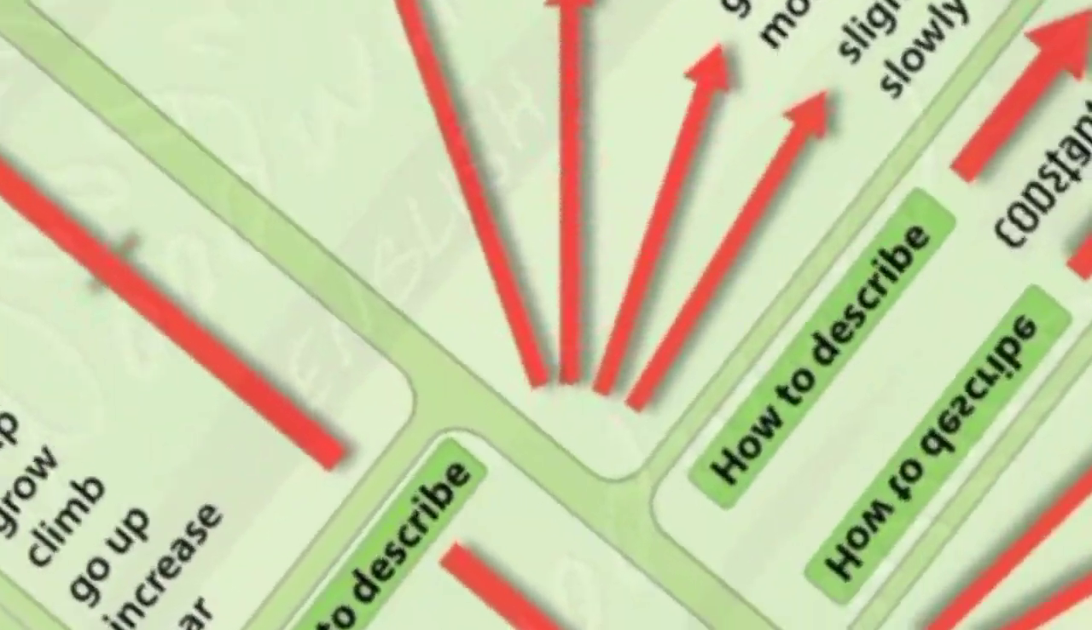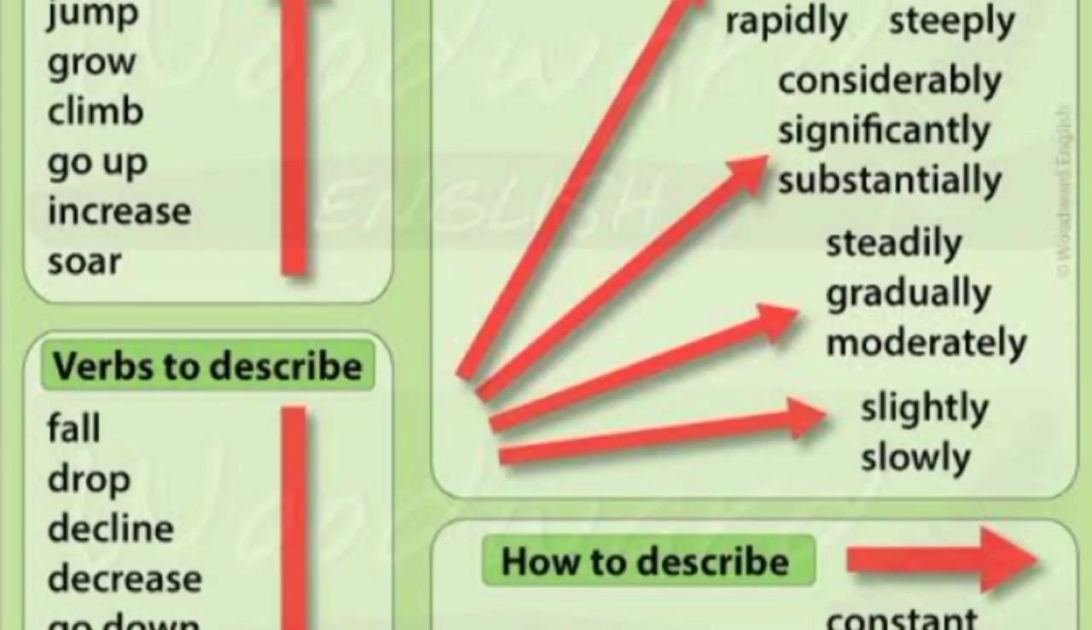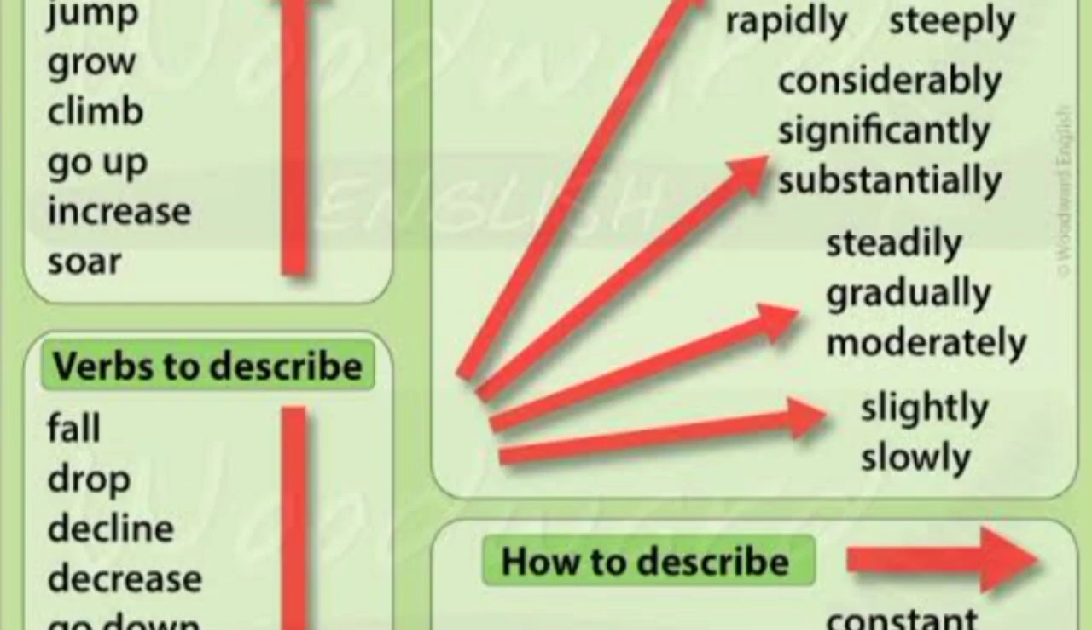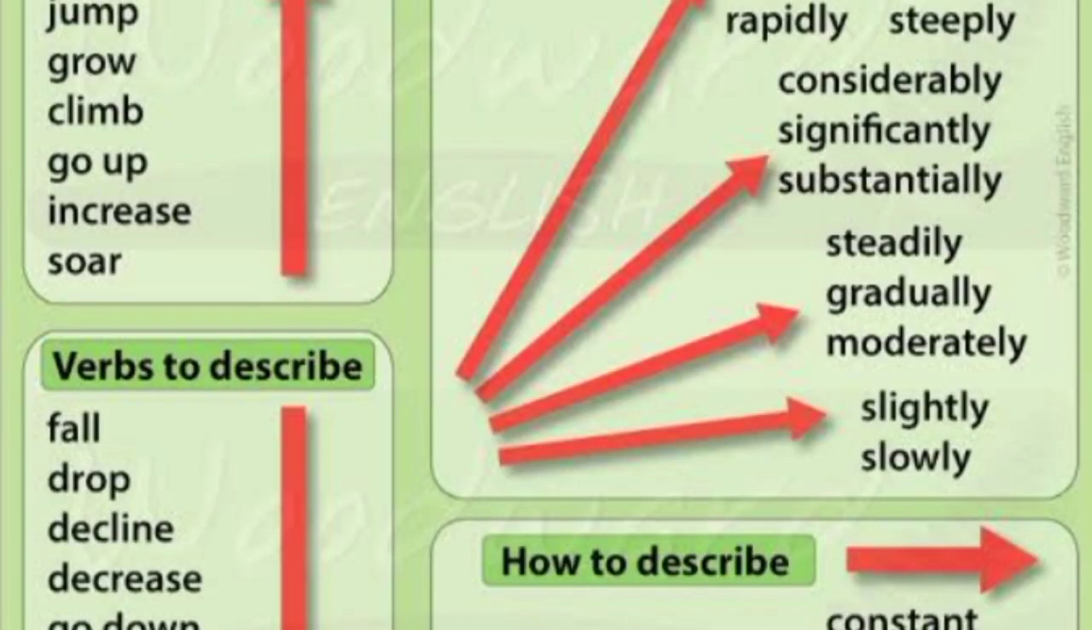And how did it happen? I mean, it happened sharply or quickly. It happened rapidly or steeply. It happened considerably, significantly, or substantially. Or it happened gradually, slightly, or slowly. You can use these. For example, if you want to use the word soar, I will share an example.